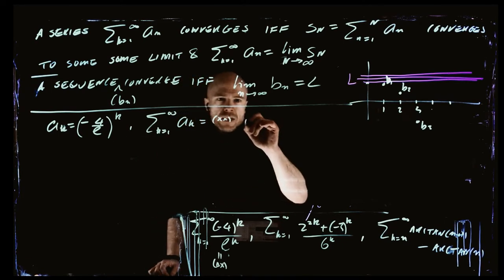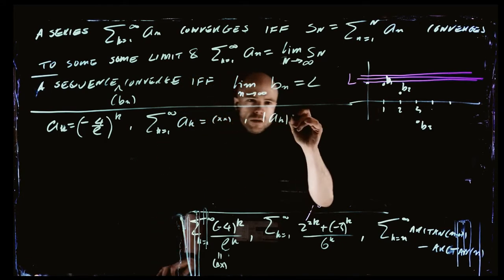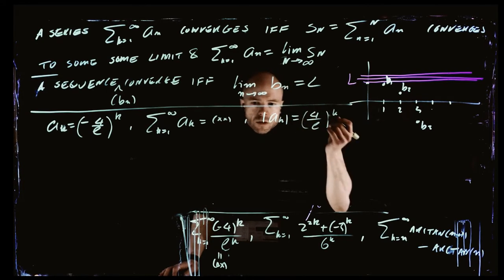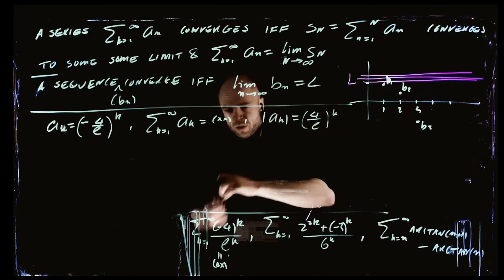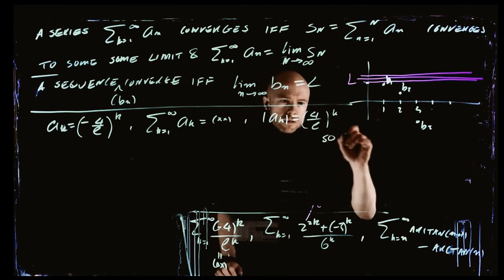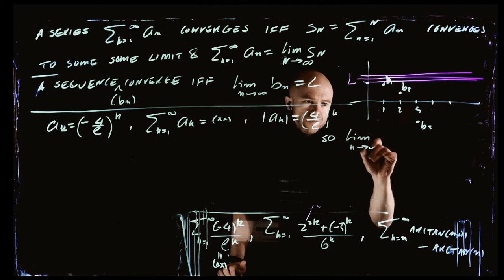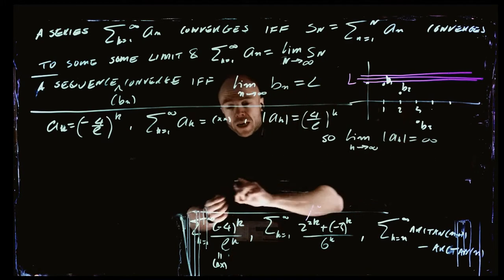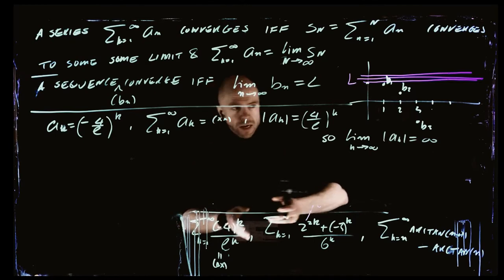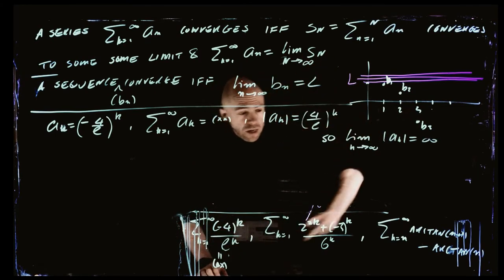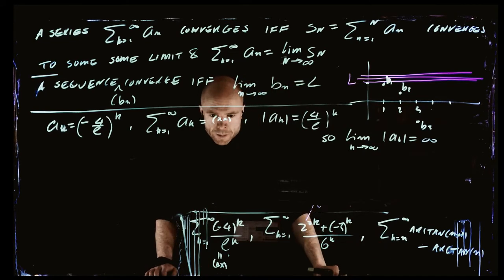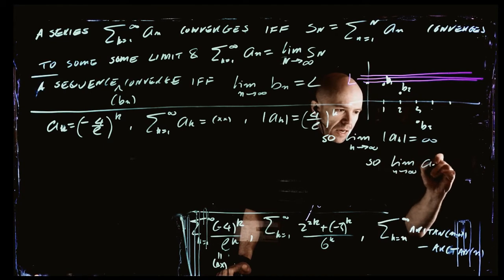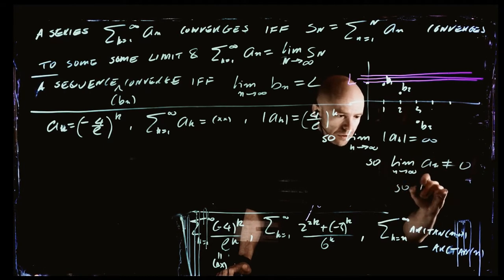If we look at this thing, then the absolute value of these terms is just 4 over e to the k. Since 4 is bigger than e, which is 2.71 something, the limit as k goes to infinity of the absolute value of a_k is infinity. So there's no way that the sequence a_k is going to 0, because the limit of the absolute value is actually infinity. And it's oscillating up and down further and further. So the limit as n goes to infinity of a_n is not equal to 0, so it diverges.